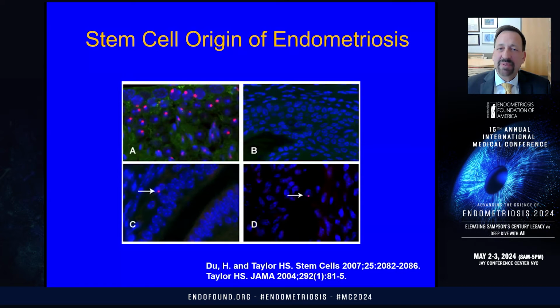B is a female-to-female bone marrow transplant. Looking at the uterus, there are none. But in C and D, you can see those Y chromosome cells that came from the bone marrow that we transplanted into these mice in the uterus. The C shows the epithelium.